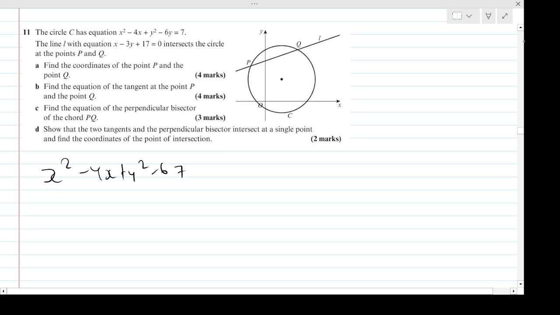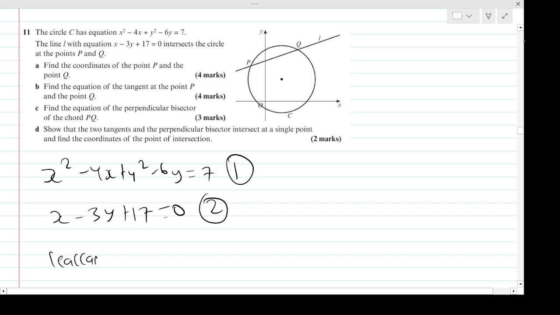here, and the equation of the line here. But I could substitute one into the other to find the 2 points of intersection. So if I rearrange the second equation in terms of x, x is probably the best way, because x has no coefficient. I don't need to divide by anything. Then x is 3y minus 17.